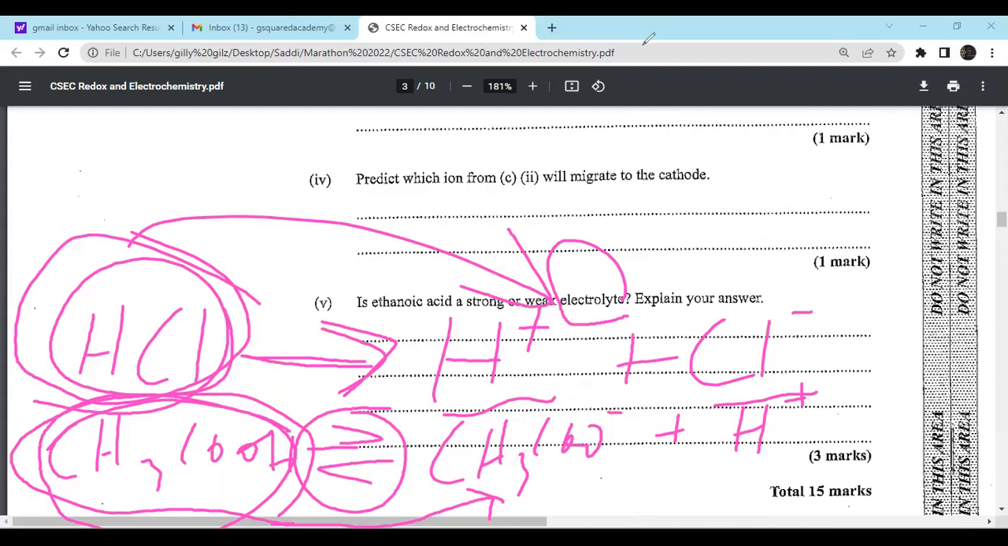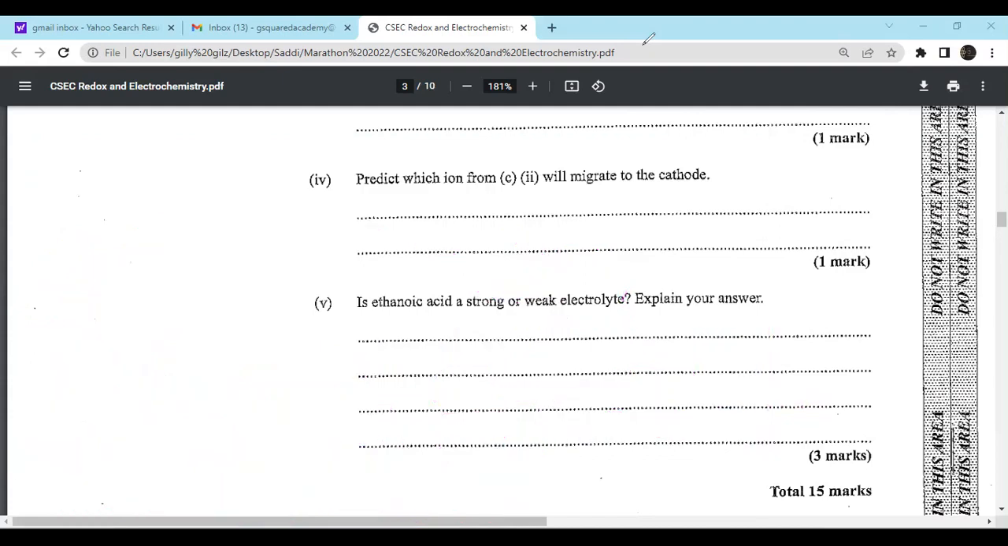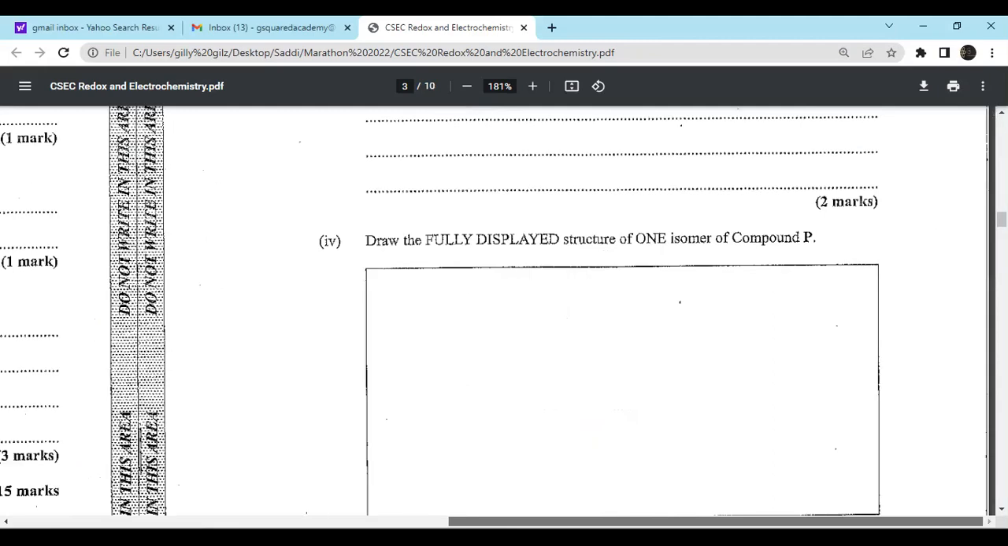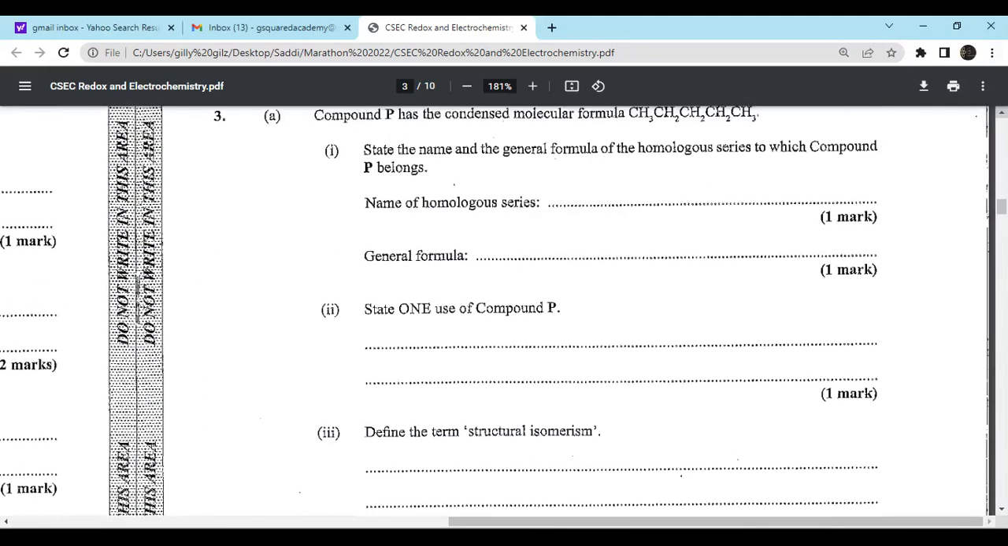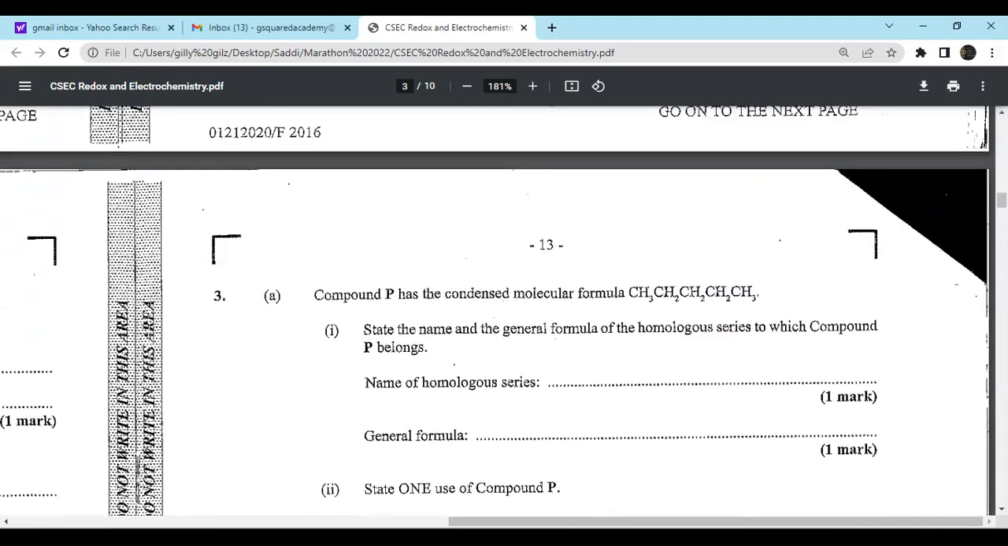Yes, sir. Okay. So we proceed. I think there's a question over on this side. That's 15 marks. Let's see what this is. Okay, that's organic.